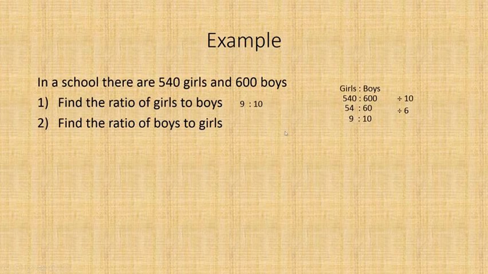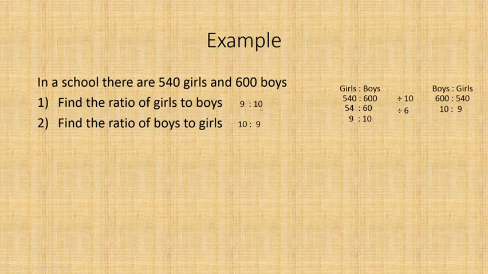So girls to boys here, it's 9 to 10. And boys to girls, let's check it here. Boys to girls, how many boys do we have? 600. And how many girls do we have? 540. So write it down as here, and then simplify as we've simplified that. It's going to be the same thing, the same everything. So it's going to be 10 to 9 here. So here the answer is going to be 10 to 9. So what's the difference there? Both of them are the same thing?